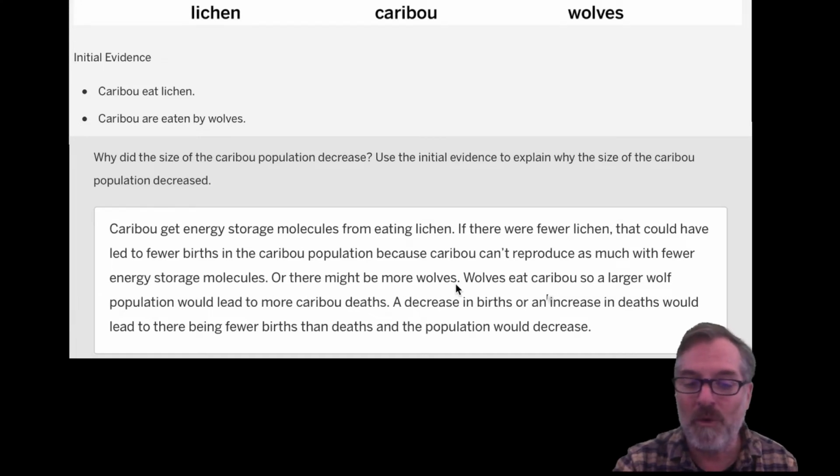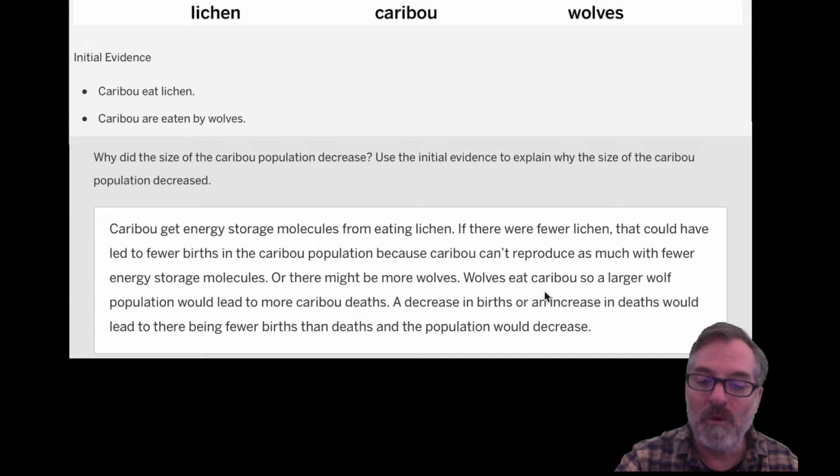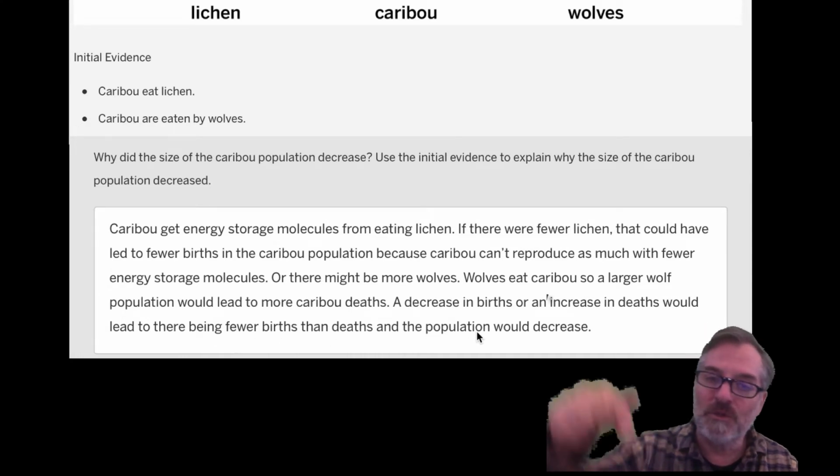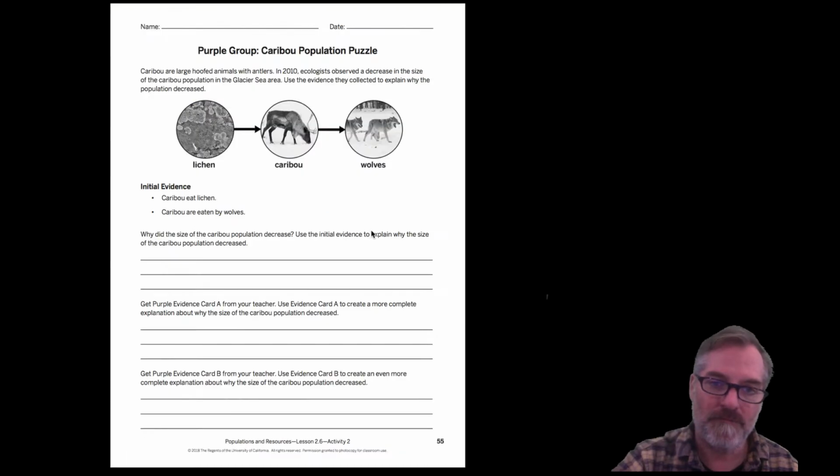Or there might be more wolves. Wolves eat caribou, so a larger wolf population would lead to more caribou deaths. A decrease in the births or an increase in the deaths would lead to there being fewer births than deaths, and the population of the caribou would decrease.